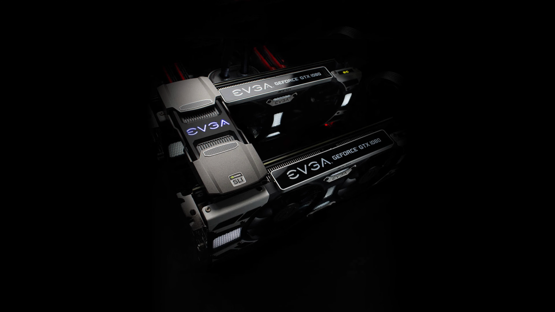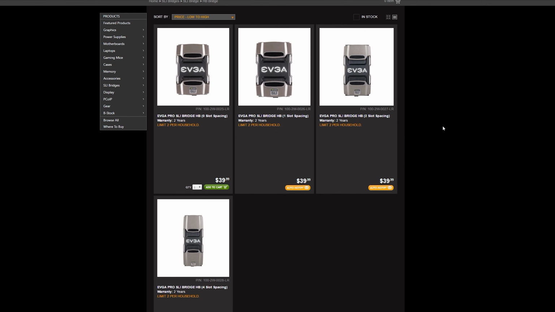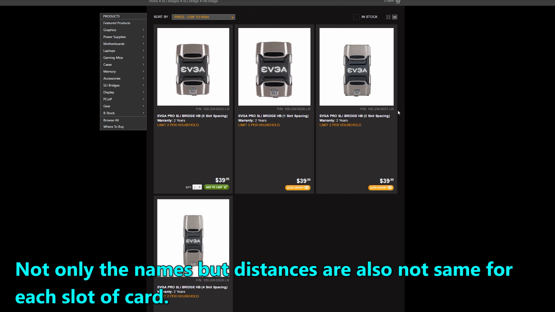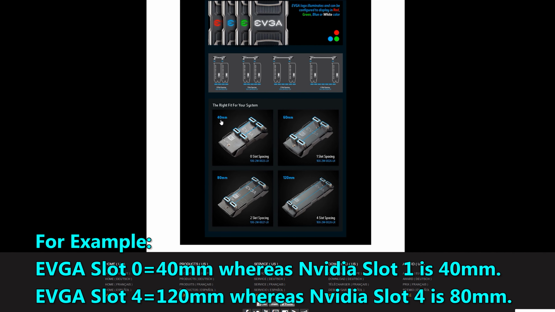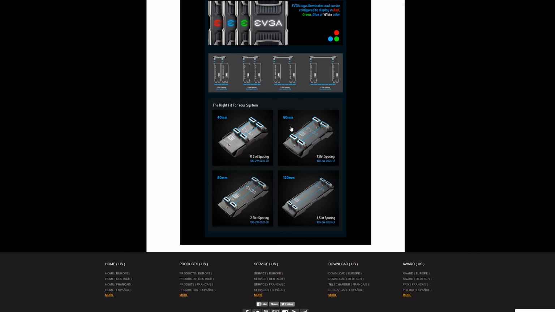As you can see, there is another option available these days, which is the HB SLI bridges from EVGA, and they have their own naming convention. They have slot 0, slot 1, slot 2, and then all of a sudden slot 4 cards, which is kind of surprising. When you look at the description and try to understand the naming convention, you will find that the distances are also not the same as NVIDIA naming conventions. The 4-slot SLI bridge is actually 120 mm away from the first slot, which is kind of strange, but maybe EVGA has certain boards which require such kind of HB SLI bridge.